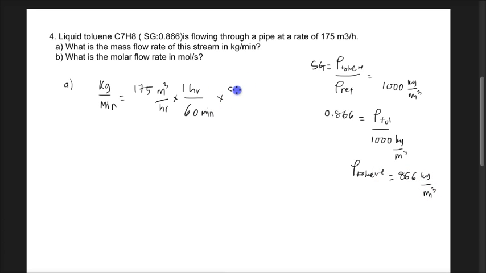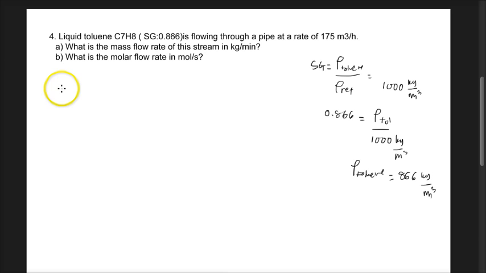So we have 866 kilogram per meter cube. We cancel out meter cube, and then we only have kilogram per minute, which is the amount needed. With the calculation, we will get 2528.5 kilogram per minute. Alright, so that's part A. We move to the next part, which is part B.